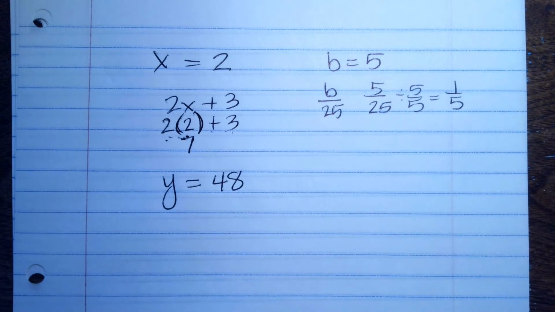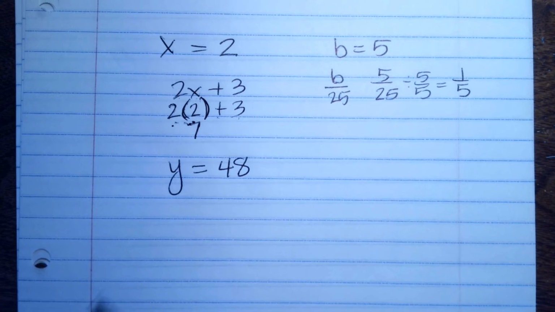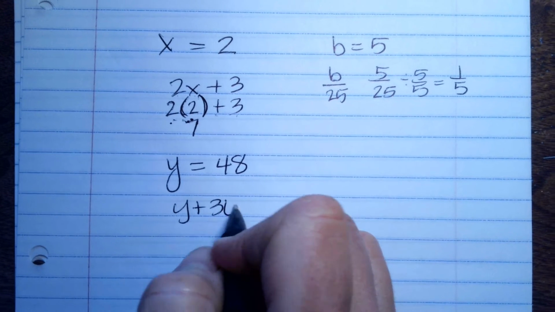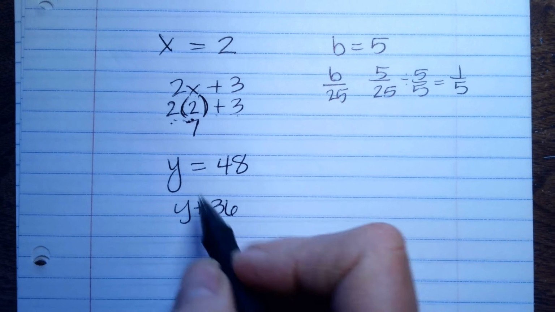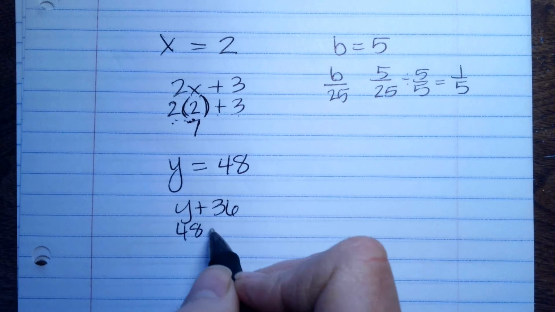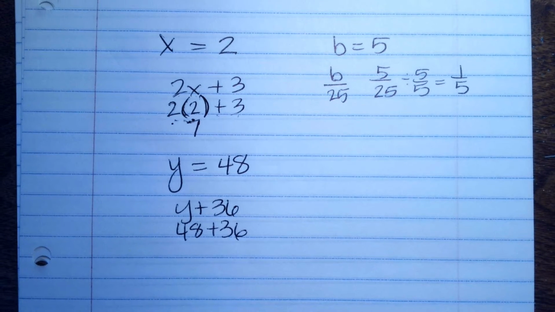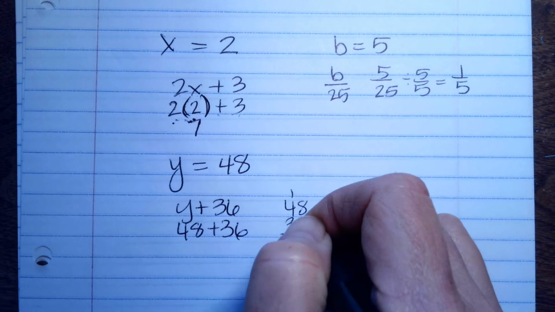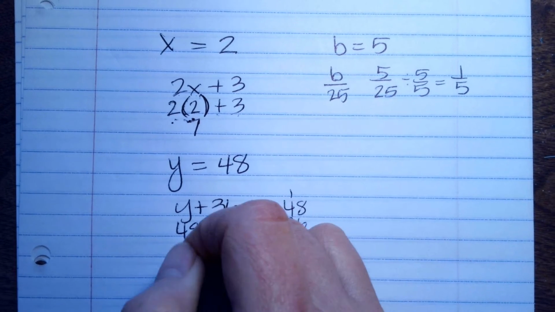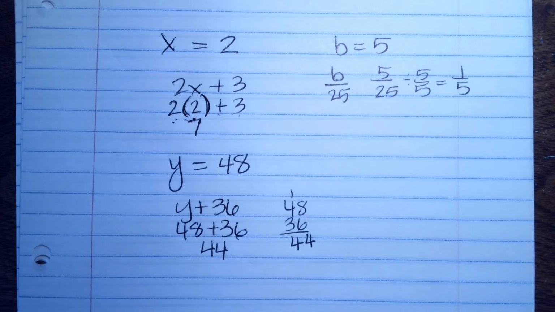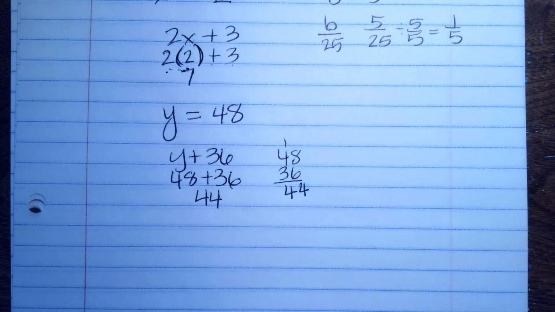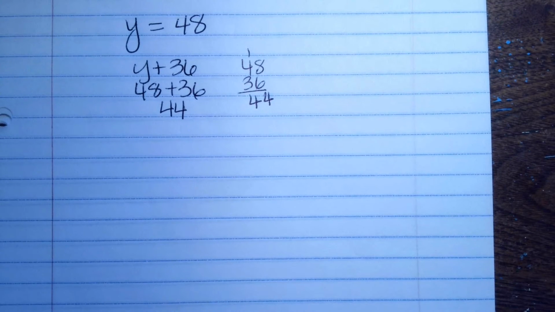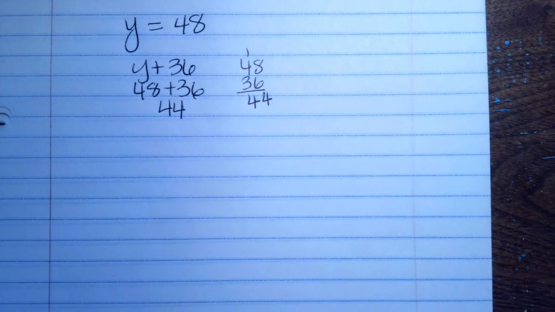So for something like this, if they did y plus 36, wherever you saw y, you would put 48. So it would be 48 plus 36. And then you would do the math, and it would be 44. Make sense? Yes. Awesome. Okay, let me get my graph paper.